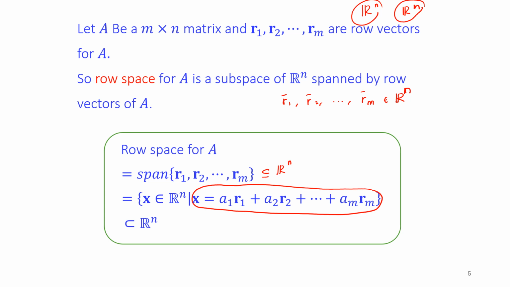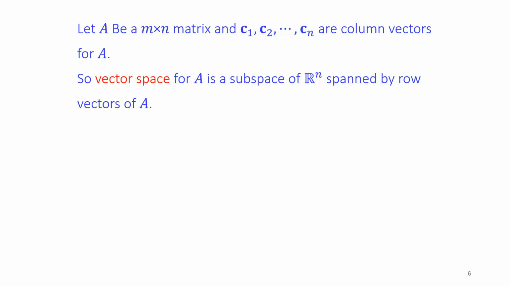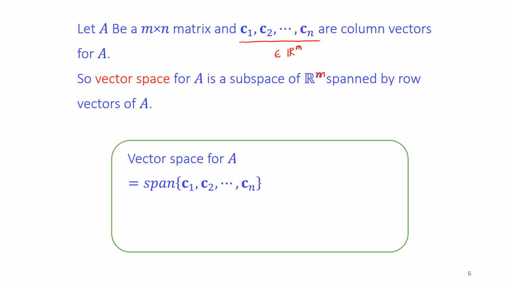The same goes for the column space for A. Firstly, from A we get n column vectors, where all of these column vectors are in Rm. Therefore we define the column space for A as a subspace of Rm, where this subspace is spanned by all column vectors C1 up to Cn. By the definition of span, that means the space is a collection of all linear combinations of C1 up to Cn.